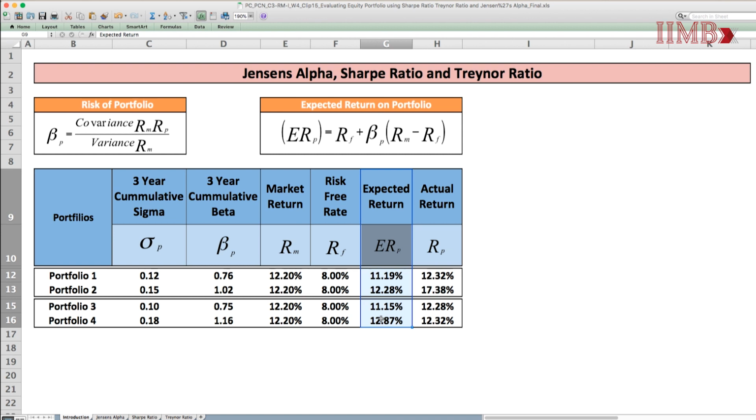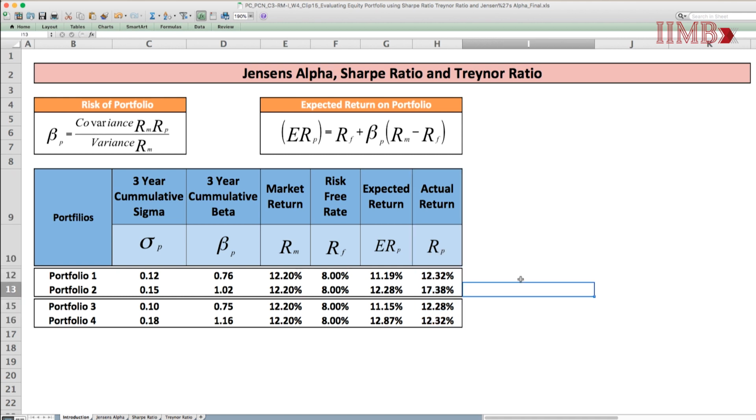What are the actual returns delivered by these 4 portfolios on the ground? What is it that they delivered? The actual returns is 12.32 for the first portfolio, 17.38 for the second portfolio, 12.28 for the third portfolio, 12.32 for the last, the 4th portfolio.